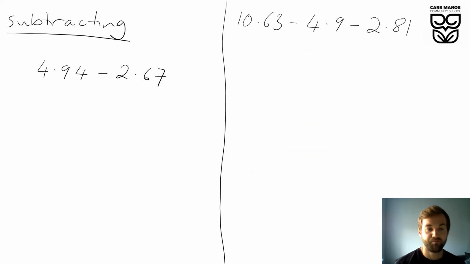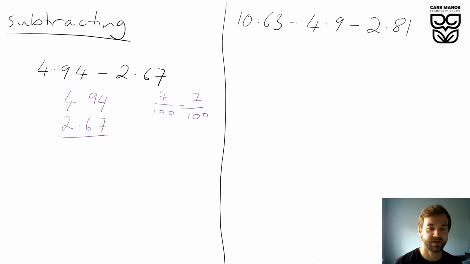Okay, so subtracting decimals is exactly the same as subtracting integers, except we've got a decimal point here. Now remember, we need to line up the digits. So for example, the units need to line up, the tenths need to line up, the hundredths need to line up, and so on. So we've got 4.94, which is 4 units, 9 tenths and 4 hundredths. Take away 2.67, 2 units, 6 tenths, 7 hundredths. 4 hundredths take away 7 hundredths we can't do. Well, we can, it becomes negative.